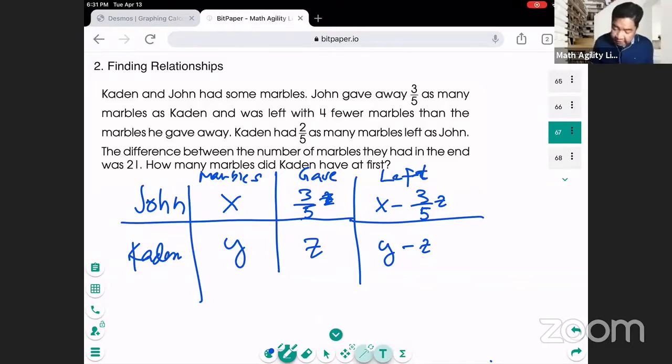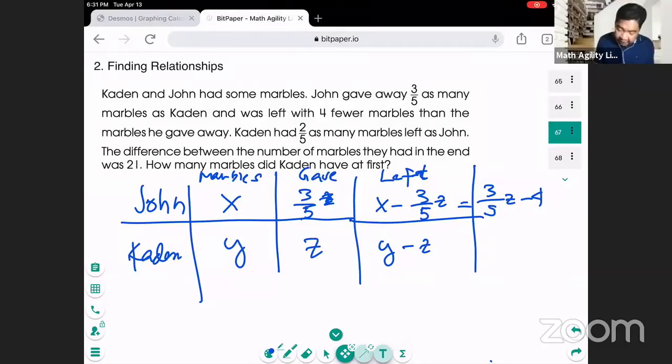And then on the last part of the second sentence, it says that what was left to John was four fewer marbles than the marbles he gave away. So when he gave away 3/5 Z, this would be minus 4, right? So it is equal to 4. Okay, so now let's go. Caden had 2/5 as many marbles left as John. So what was left with John is X minus 3/5 of Z.